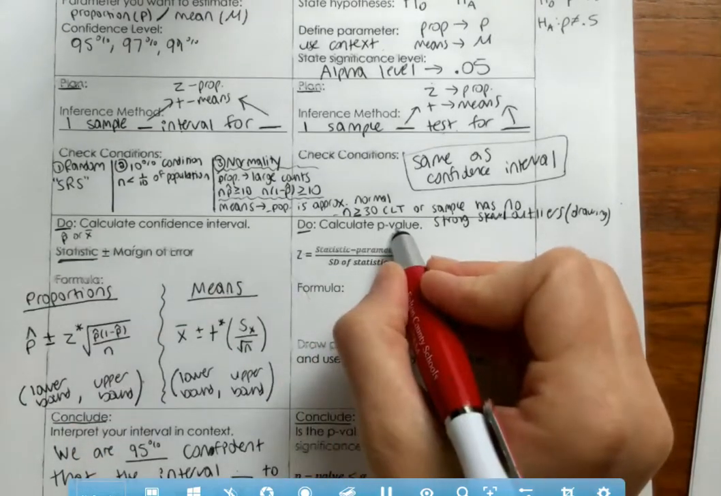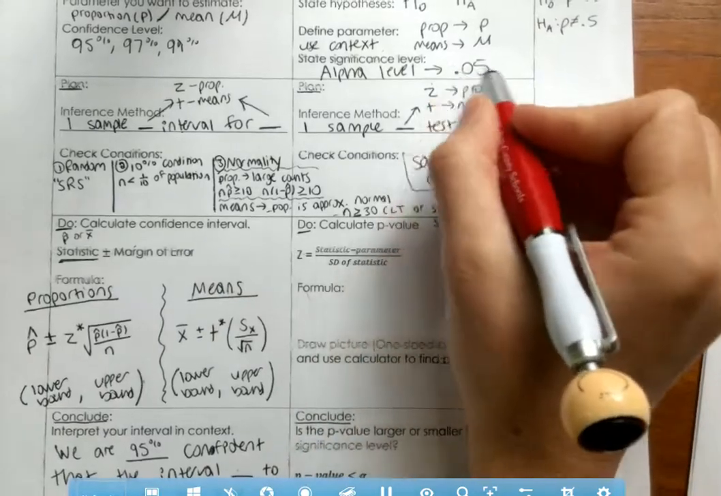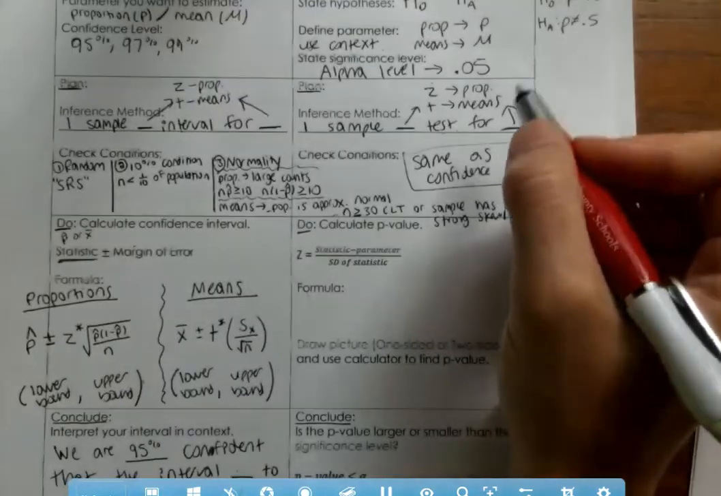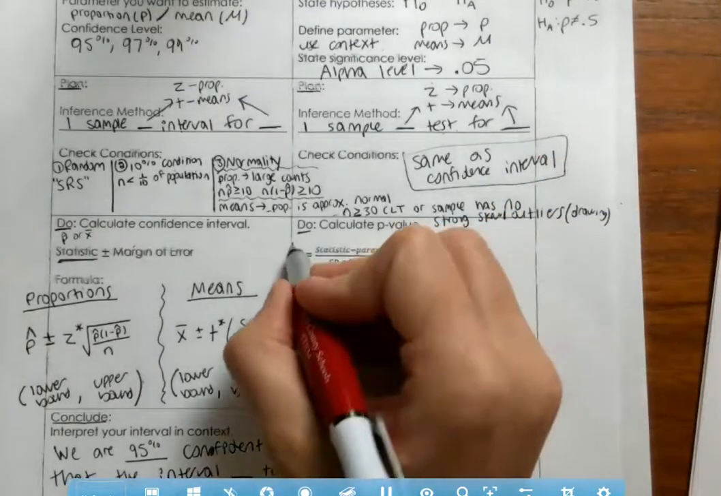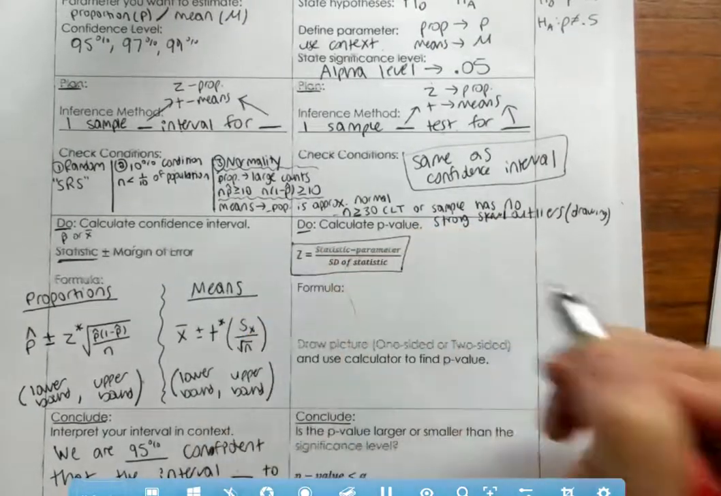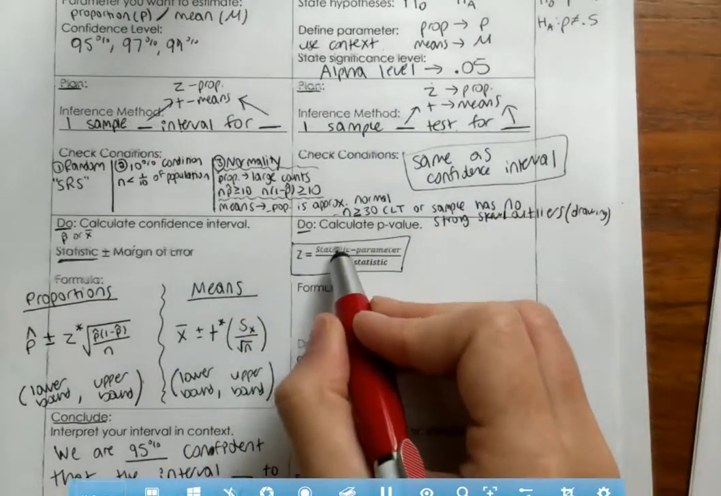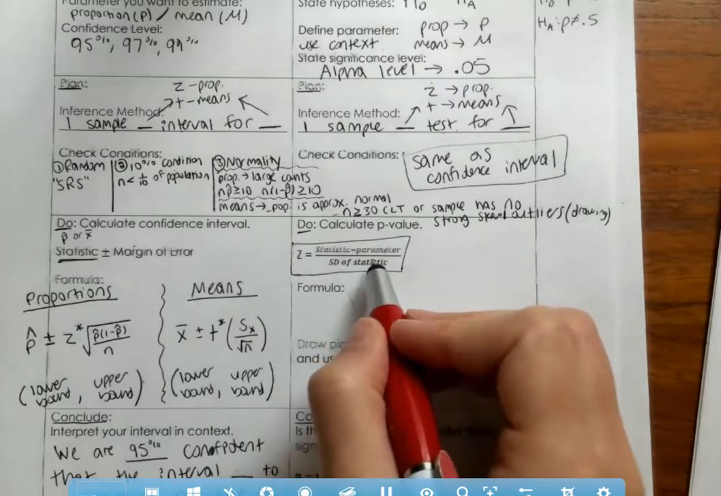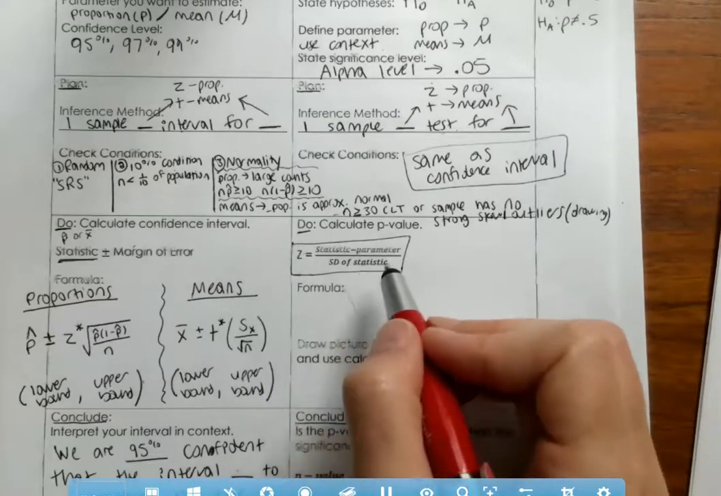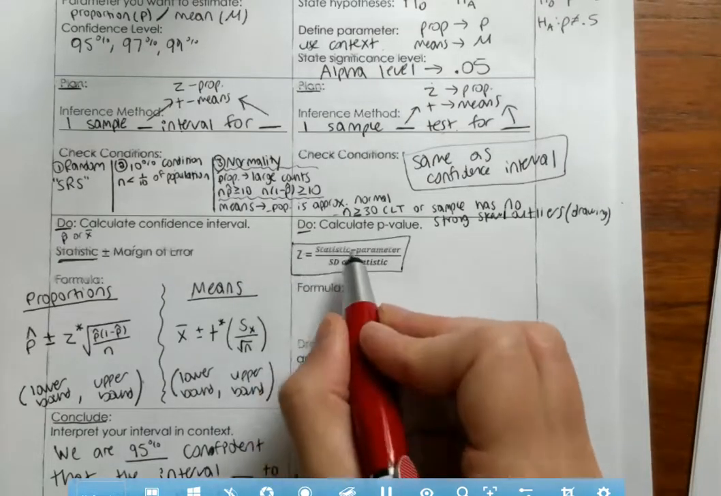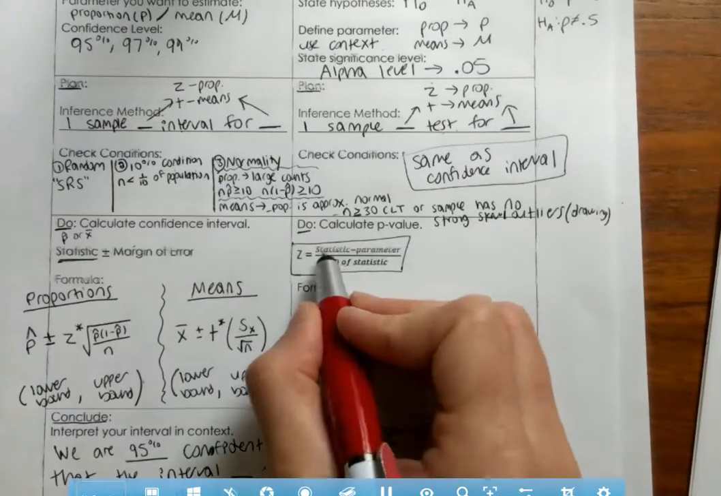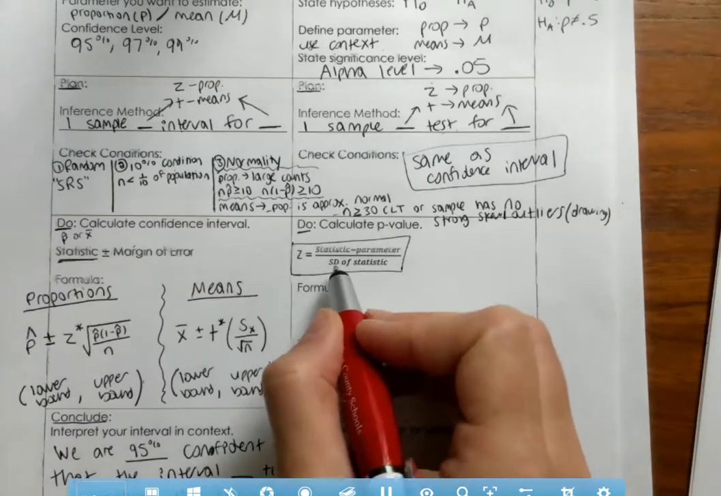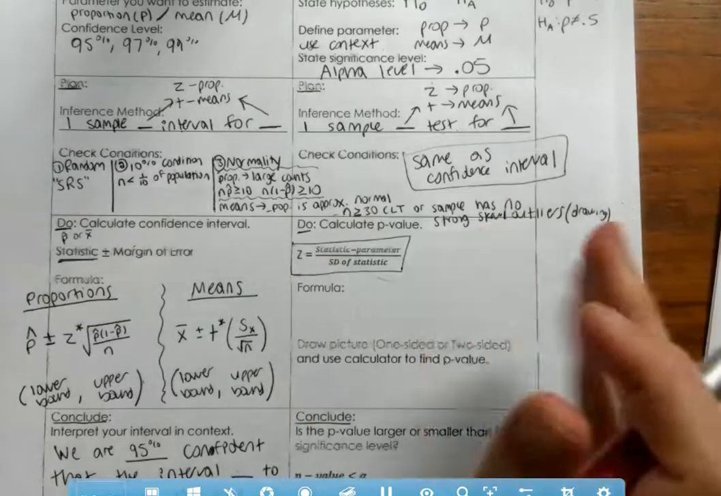Remember, the p-value is what we're going to compare to the alpha level to make a conclusion. So we use the basic overall z formula: z is equal to value minus mean over standard deviation. Here we've changed it to statistic minus parameter, so sample minus population over the standard deviation of the statistic.